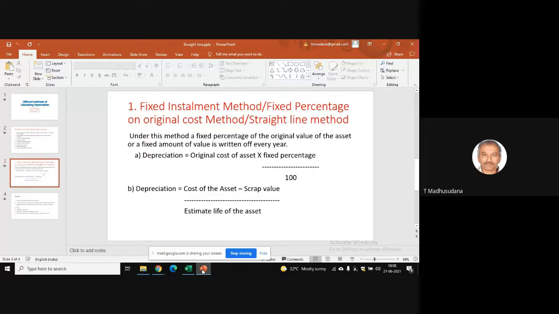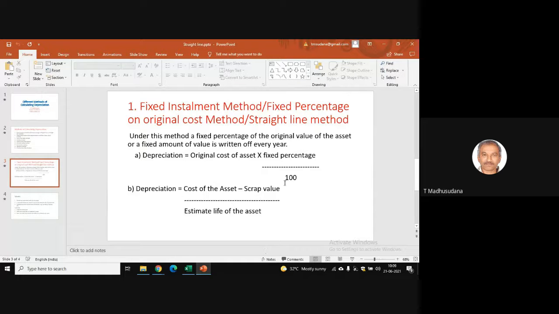The first formula is, depreciation is equal to original cost of asset into fixed percentage divided by 100. That is the first formula. The second formula is, depreciation is equal to cost of the asset minus scrap value divided by estimated life of the asset. So based on the information given in the problem, any of these two methods can be applied and annual depreciation can be calculated, and accordingly the asset account may be prepared.